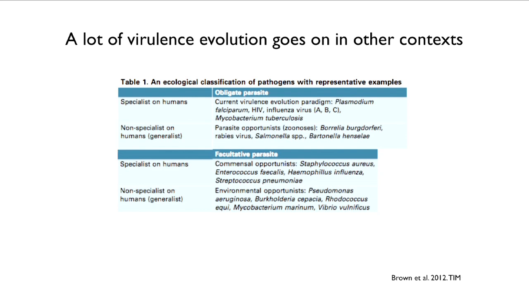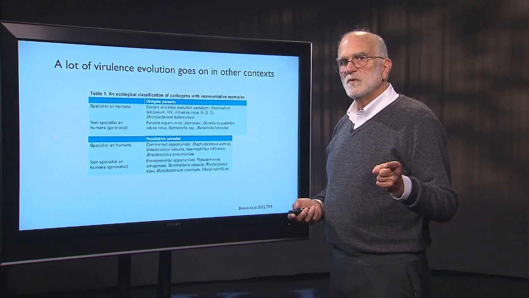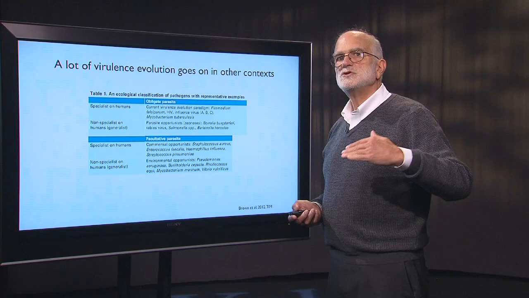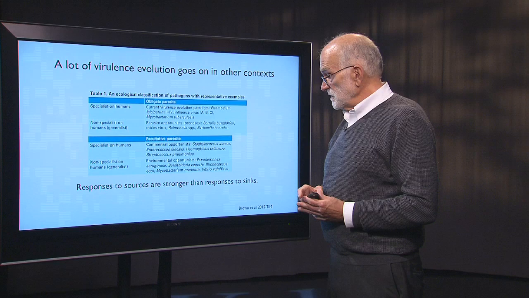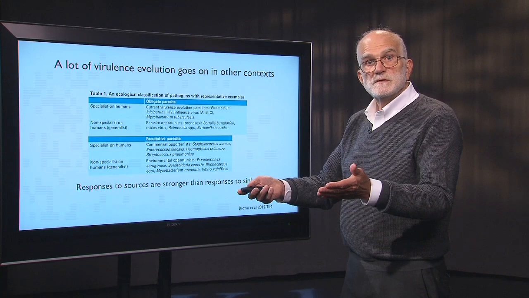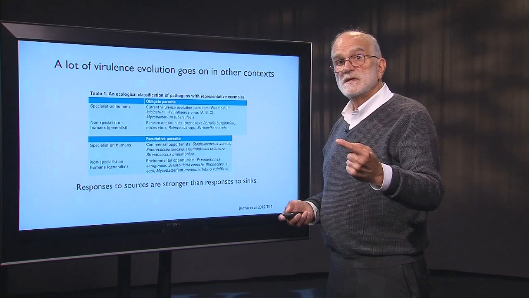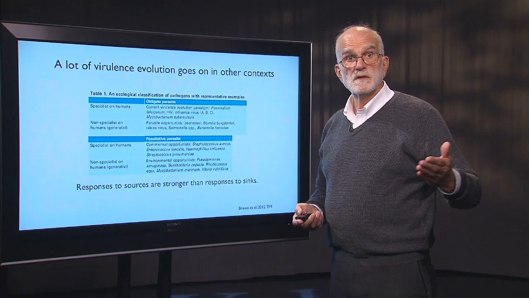The important point about where you are, basically, is that if you're not in the human the whole time, the human may not be that important to your own life cycle and may not be shaping the evolution of your virulence. We know that responses to sources are stronger than responses to sinks. If the source is another animal population, then the pathogen will be responding very strongly to that and not very much to humans, especially if in humans it always goes extinct, as do Ebola and rabies. They won't evolve in humans.